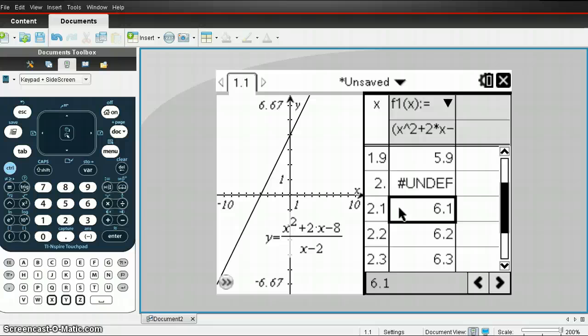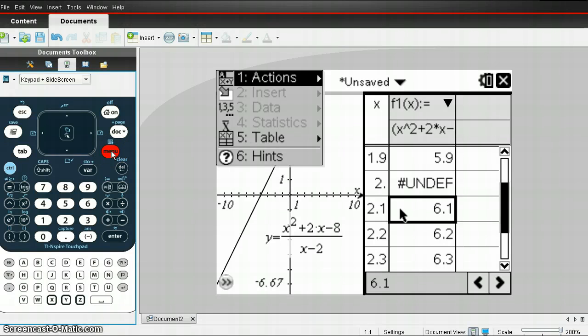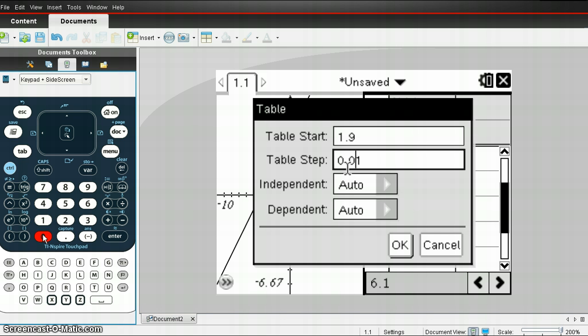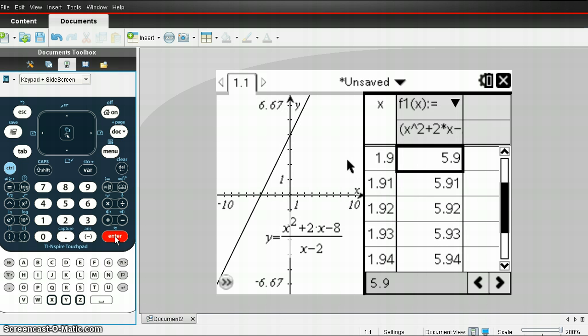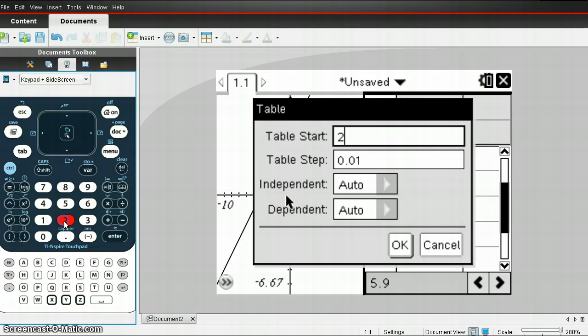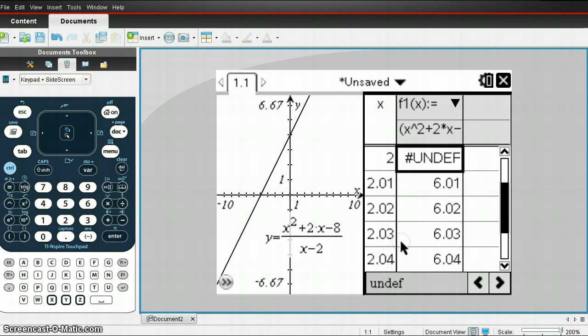However, we can go further. Some functions, due to the steepness of the graph, you might have to go farther to check that out. So I'm going to do that one more time. I'm going to go to Table, Edit Settings. I'm going to change that to 0.01 or 1/100th. I'm going to go back, and start the table at 2 so I won't have to scroll 100 times to get there. Alright, so I have 1.99 and 2.01, and my answers are 5.99 and 6.01.